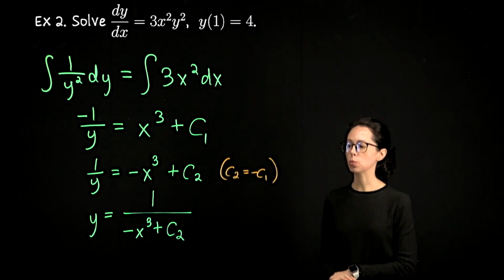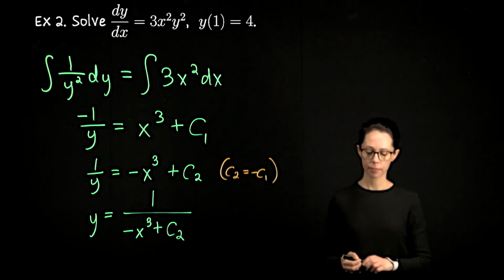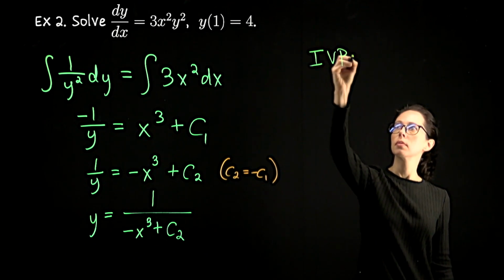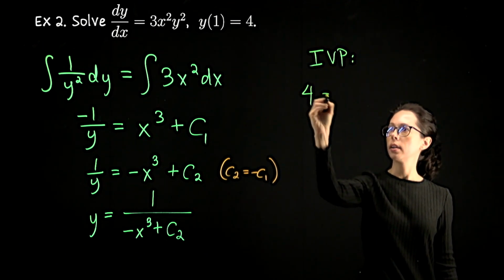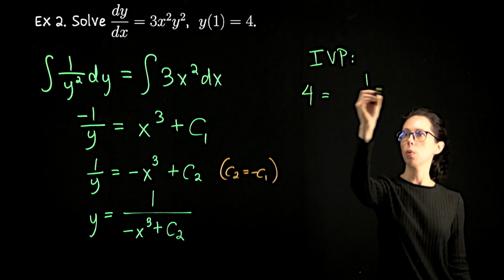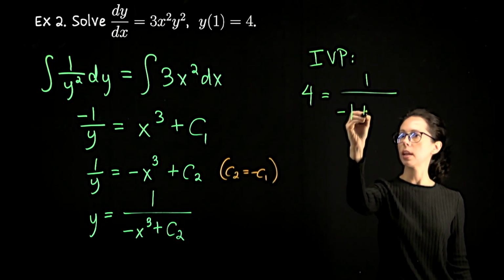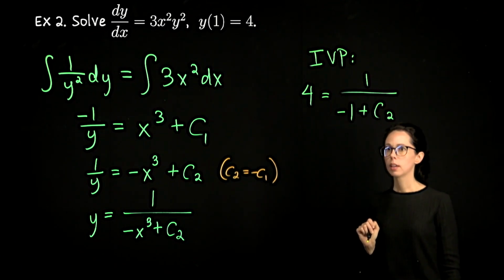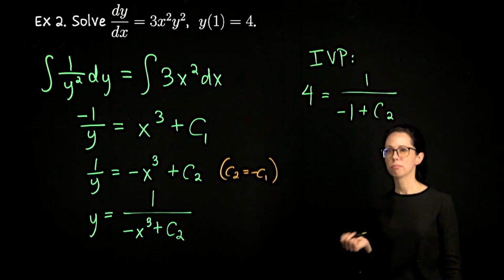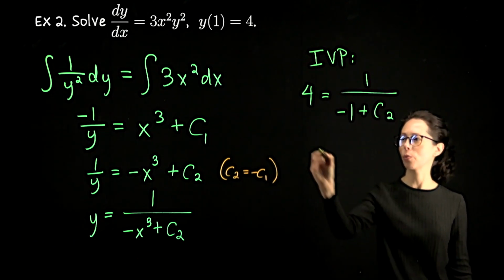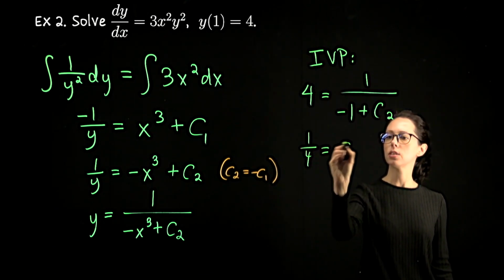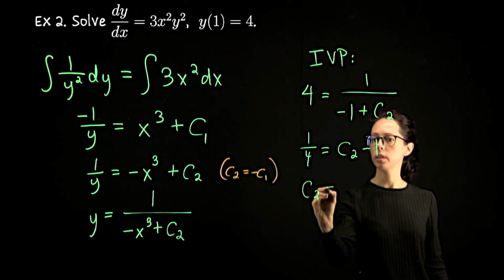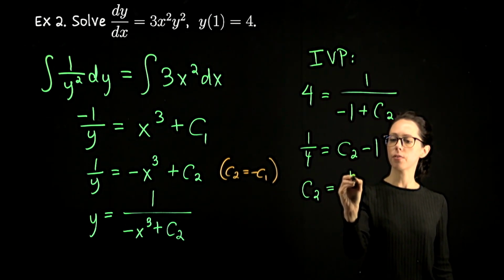So what happens when x is 1? y should be 4. So for the initial value problem, y is 4 when x is 1. So 4 equals 1 over negative 1 plus c2. What I'd like to do here is solve for c2. That's the goal. So maybe take the reciprocal again. So 1/4 equals c2 minus 1. I'll write it that way. This tells me that c2 is 1 plus a fourth, so 5/4.